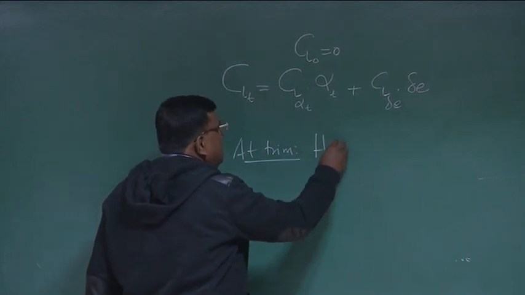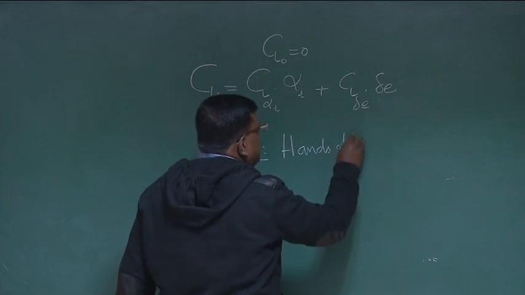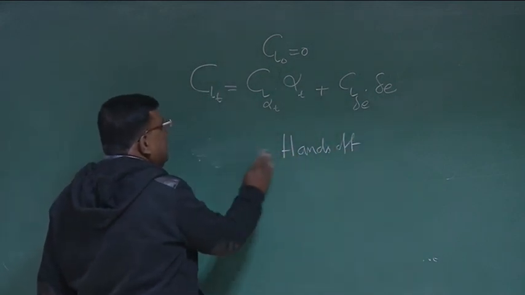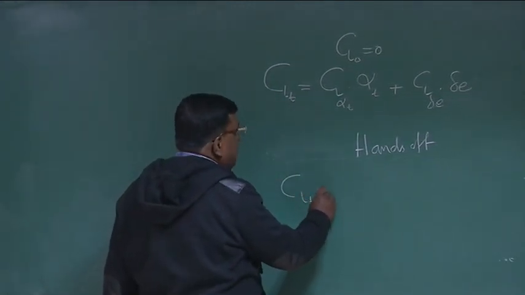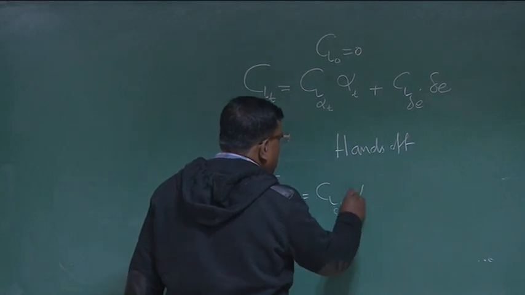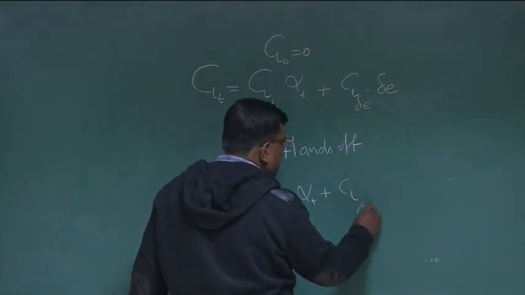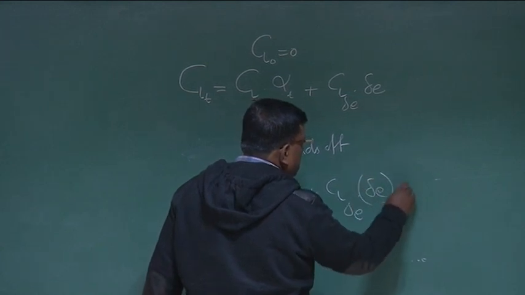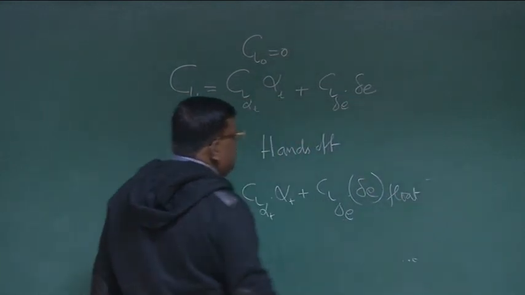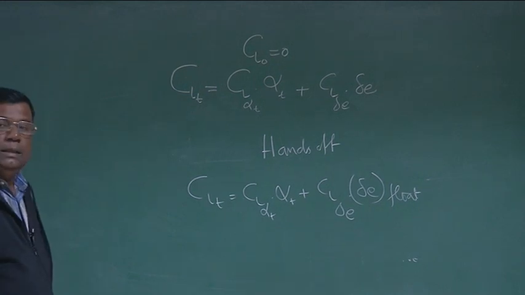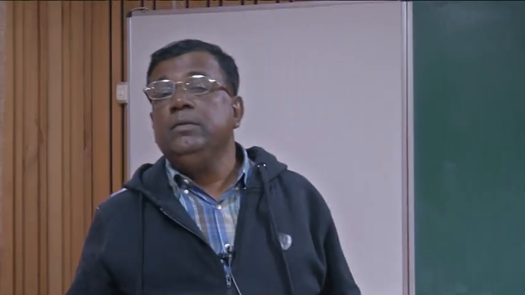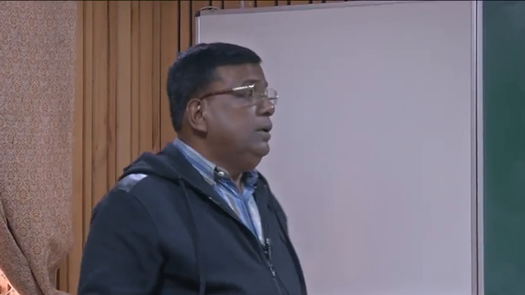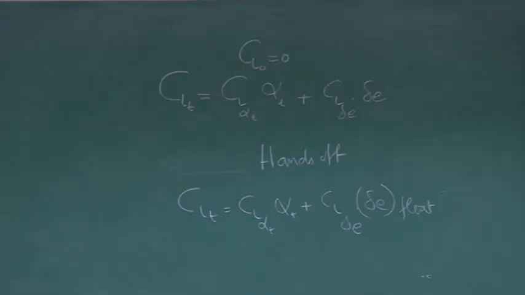when hands off, or I don't write at trim even, let's say in a hands off condition, what will be the CL? CL tail will be CL alpha T into alpha T plus CL delta E into delta E float. Right? That is the final CL you required, and that is why I was writing at trim, that is the CL trim. At that trim, your CL will be CL alpha tail into alpha tail plus CL delta E into whatever delta E has floated.